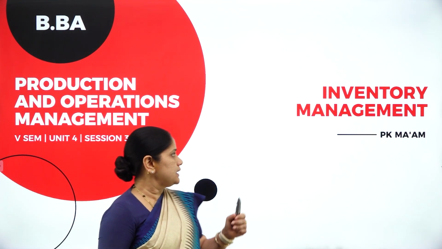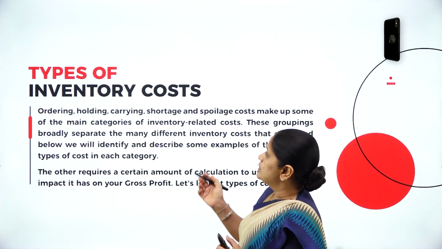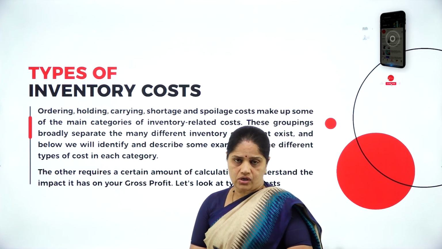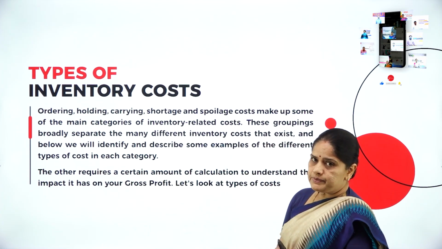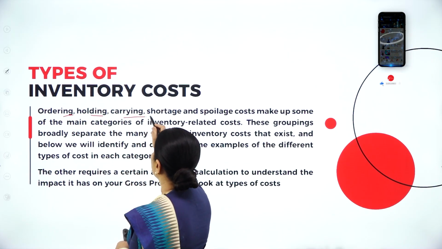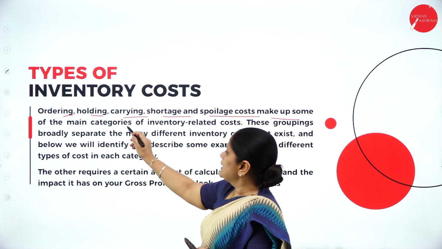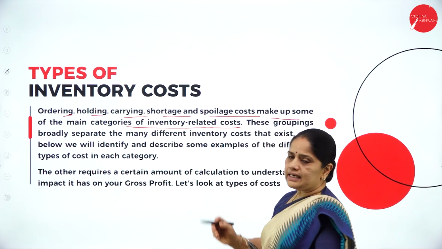In this session 3 of Unit 4, we will be discussing the different types of inventory cost. Now let us see what the different types of inventory costs are. Ordering, holding, carrying, shortage and spoilage costs make up some of the main categories of the inventory related costs.